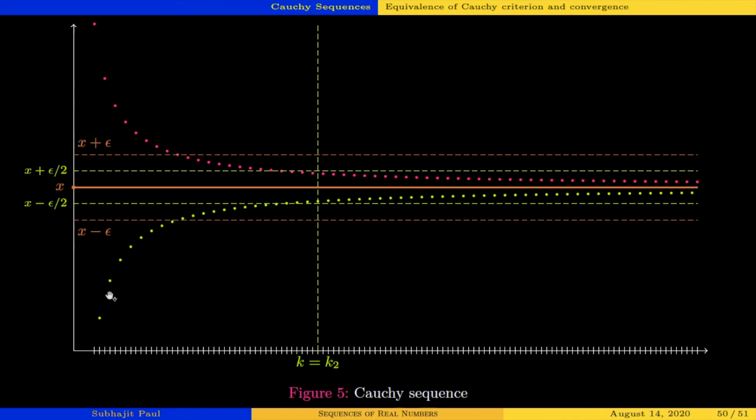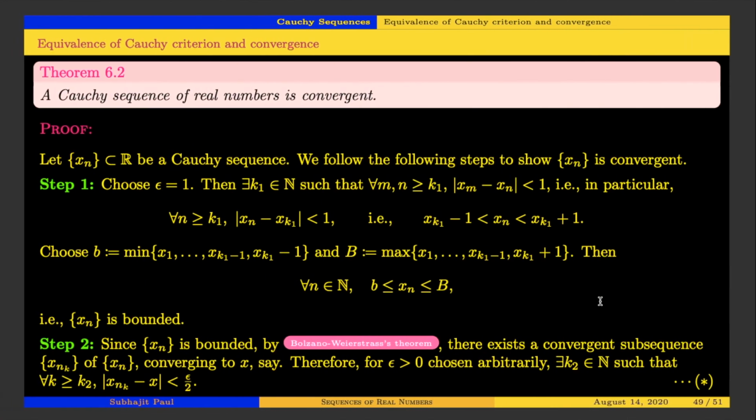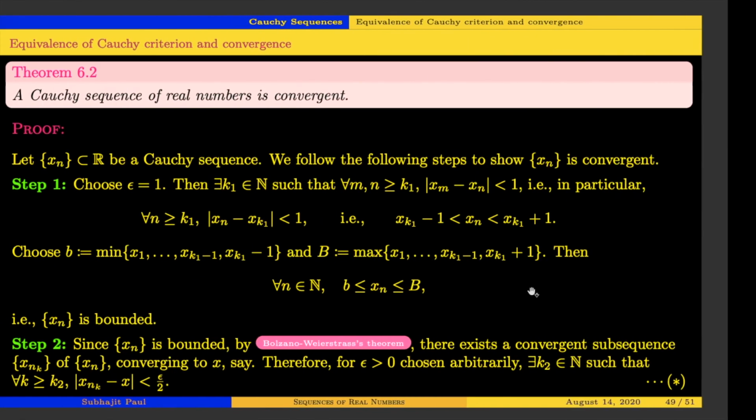So this is my N1, this is my N2, this is my N3, N4, N5, N6, N7, and so on. So this is my NK2. This NK2 is epsilon by 2 close to x. NK2 plus 1 is epsilon by 2 close to x. NK2 plus 2 is epsilon by 2 close to x, and so on. So that is, this characterization is for the Bolzano-Weierstrass one.